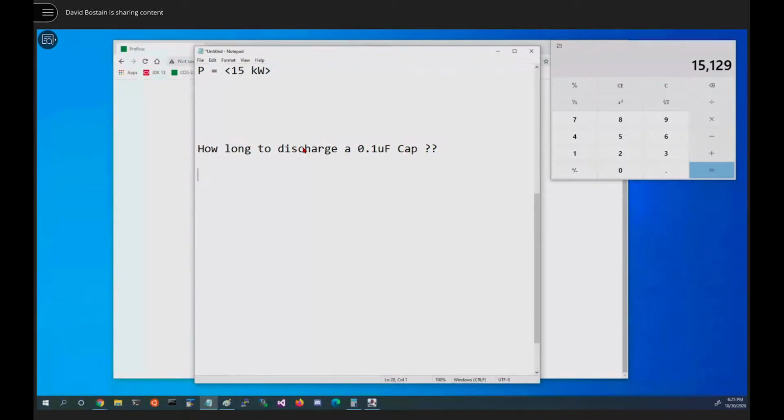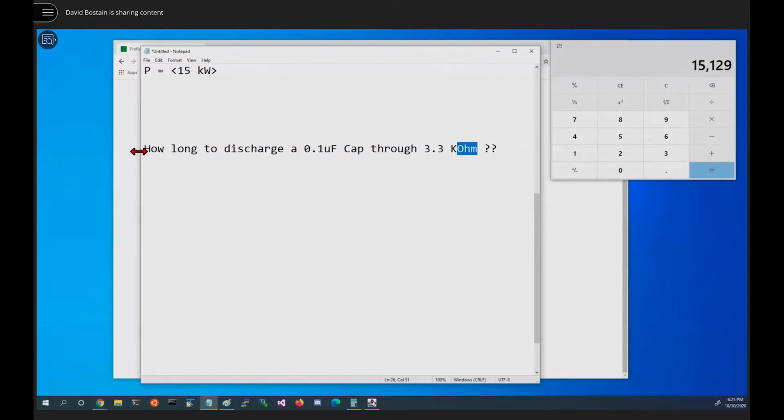Somebody should be objecting right now to the question. We need a resistance, right? Yeah, you're exactly right. It could take all day if we didn't have it hooked to anything. So in this case, let's use a 3.3 k ohm. I can't write omegas, so I have to write the word ohm out. If we were using a circuit program, that would be the funny looking Greek capital omega.